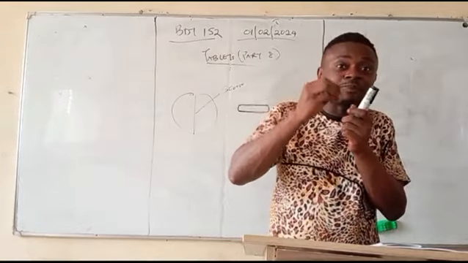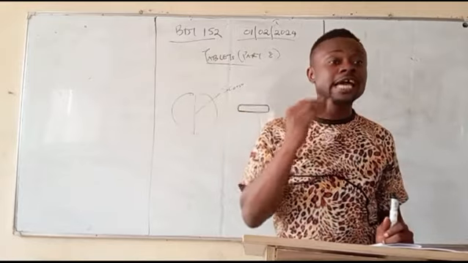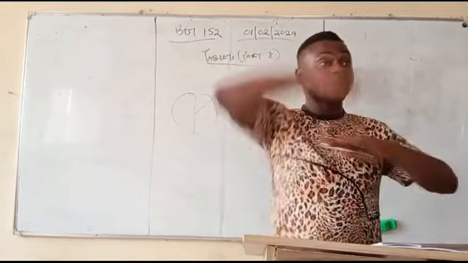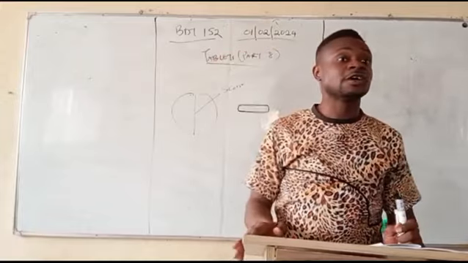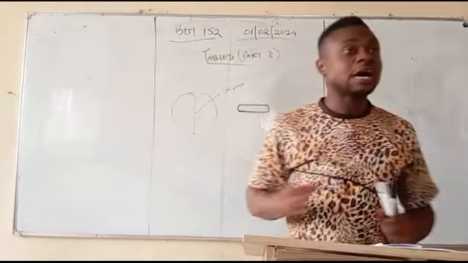If air is trapped, it will create space inside the tablet. So there is bound to be separation of the tablet into different layers. So that one is called what?